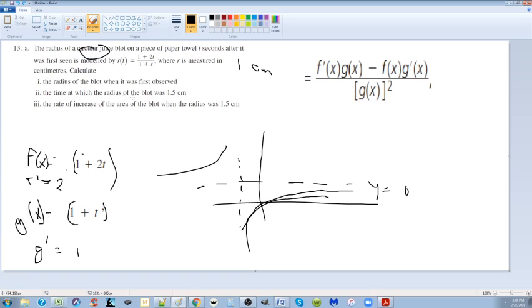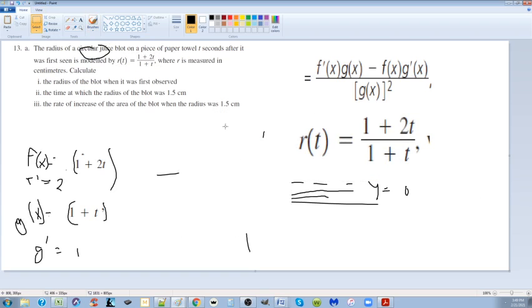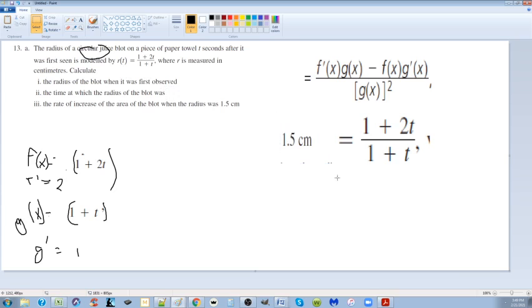The time at which the radius of the blot was 1.5. Okay, well that's interesting. They still haven't gotten to derivatives. They're asking us instead what time the radius reaches 1.5. And you'd think, oh, I'm going to put in a derivative. No, they're telling us the radius, and they're trying to find time for us. Well, the solution to this is you have to treat these whole things as a number, just an entity.